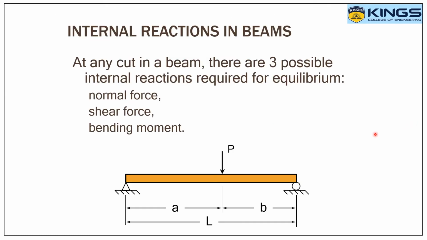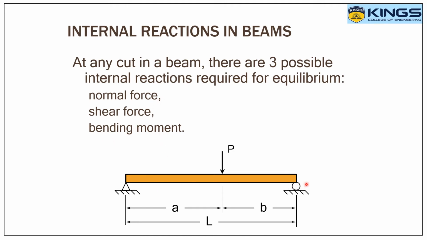So, internal reactions in beams. At any cut in a beam, there are three possible internal reactions required for equilibrium. They are normal force, shear force, and then bending moment.